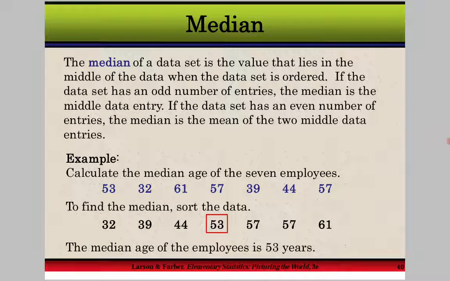So next is median. What is median? The median of a data set is a value that lies in the middle of the data when the data set is ordered. If the data set has an odd number of entries, the median is the middle data entry. If the data set has an even number of entries, the median is the mean of the two middle data entries.